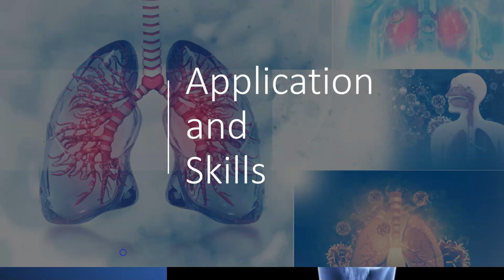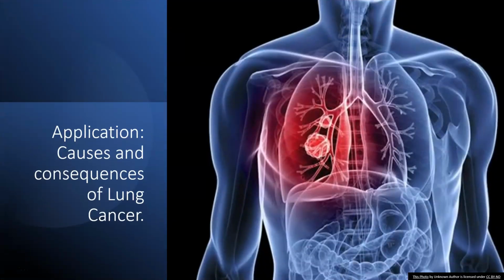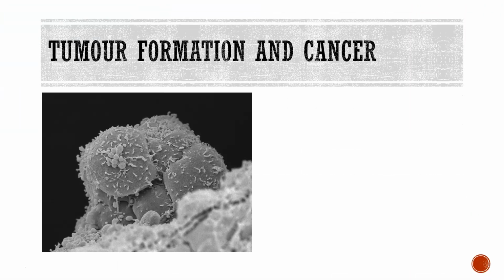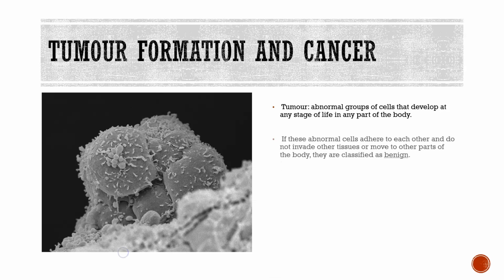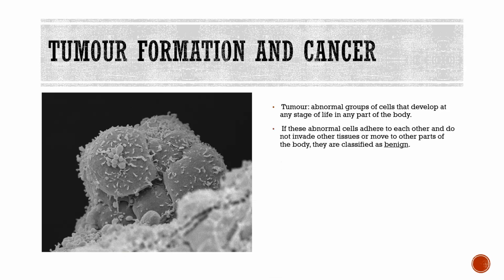Alrighty, moving on to our applications and skills now. And first of all, we're looking at the causes and consequences of lung cancer. Now, I have taken this straight from 1.8 because it links directly with 1.8, where we looked at the formations of cancers. Specifically here, we are looking at lung cancer. So that tumour being that abnormal group of cells that develops at any stage of a life in any part of the body. We are looking here at lung cancer.